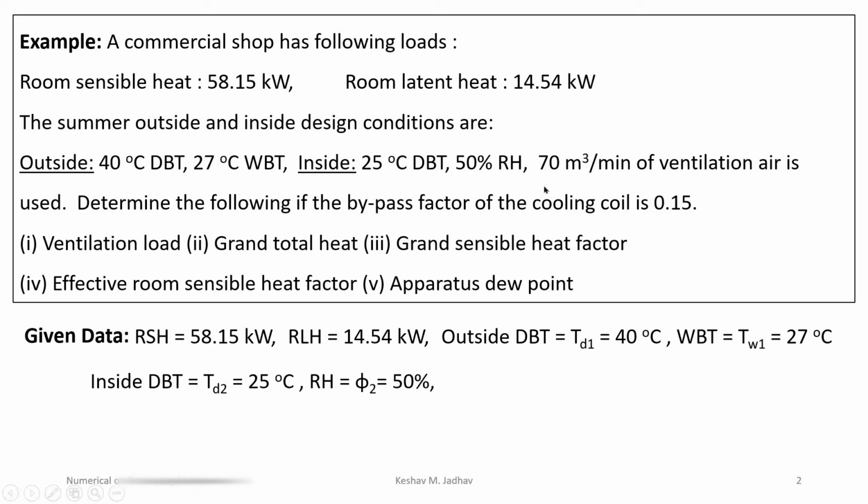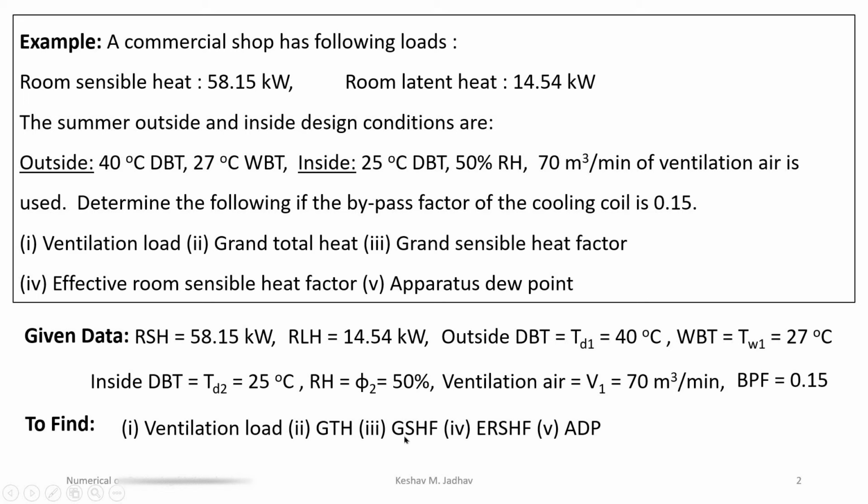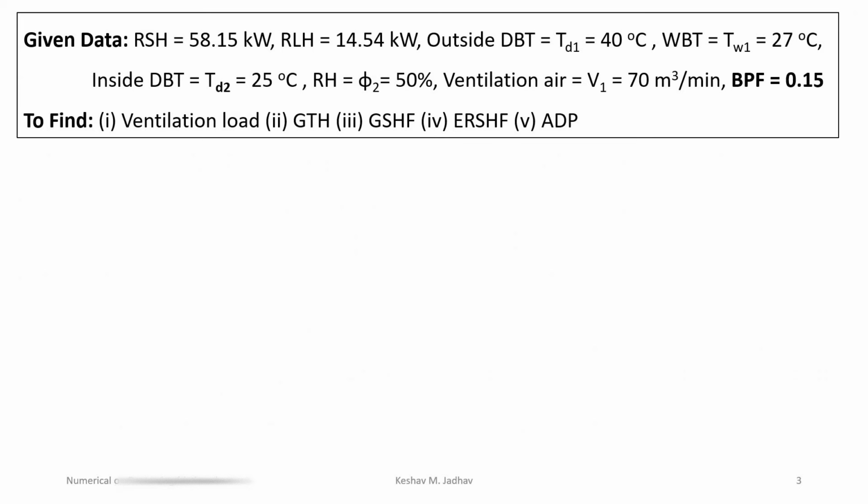Then 70 meter cube per minute of ventilation air. Ventilation air, it is the outside air. So it is V1. So V1 is equal to 70 meter cube per minute. Then bypass factor of cooling coil is given. So BPF is equal to 0.15. And we have to calculate ventilation load, grand total heat, grand sensible heat factor, then effective room sensible heat factor, and apparatus dew point temperature. So this is the given data.